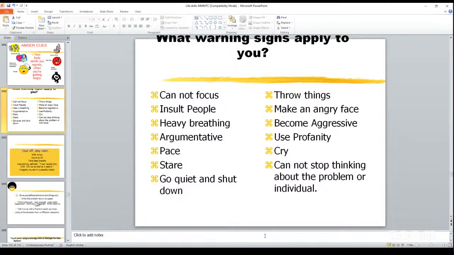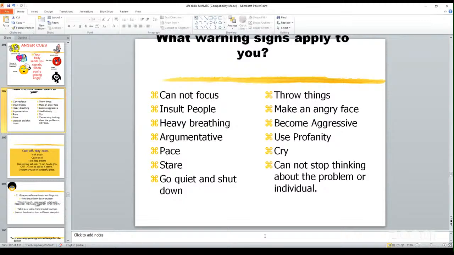Even children, you must see, the first thing is they throw things. That's a typical way of expressing anger. Making an angry face and becoming aggressive is regularly known. Using profanity and crying is another thing. And you keep on thinking about the problem or the individual who is the source of anger. That gives more and more repetition, and physiological changes might arise, and that is not good for both your mental and physical health. So that also can happen.